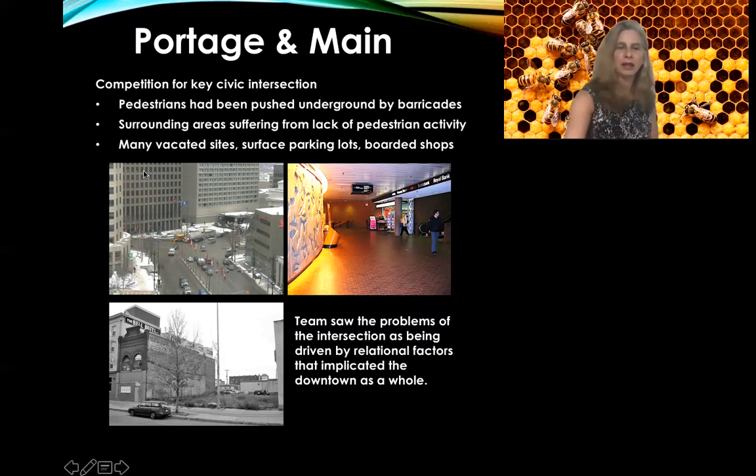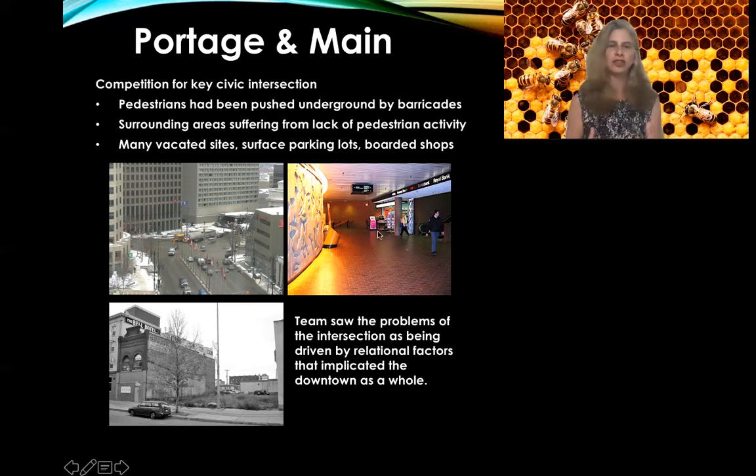This is Portage and Main in Winnipeg, and you can see all the snow on the ground. This is our busiest major civic intersection. Because it was so busy, they basically built an underground walkway to take you across the street. They put up big barricades so you couldn't cross the street. So it's car friendly, pedestrian unfriendly, and this is not a great environment.